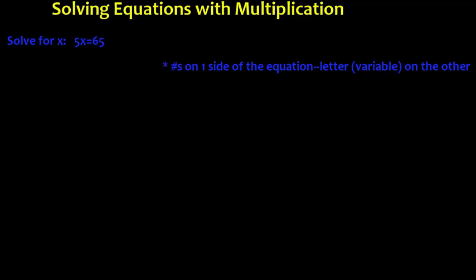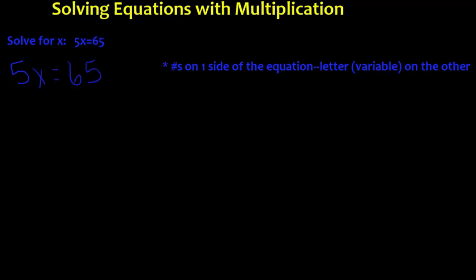To solve equations with multiplication, we will do the same steps that we've done for solving equations using addition and subtraction. So to begin with, we'll look at our example of 5x equals 65. We want to make sure that we get all of the numbers on one side and the variable x on the other.